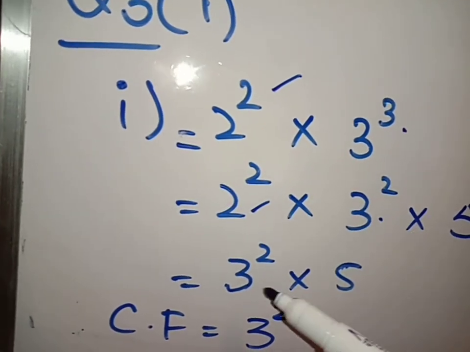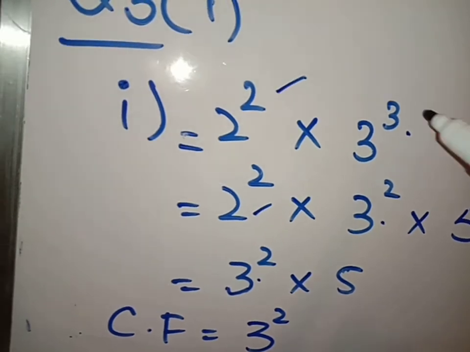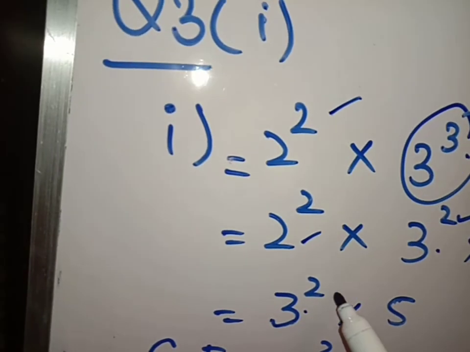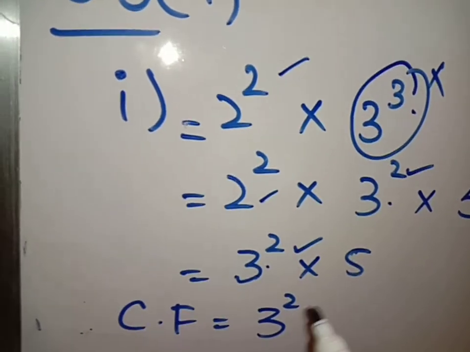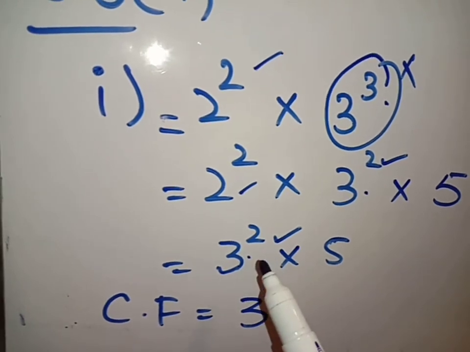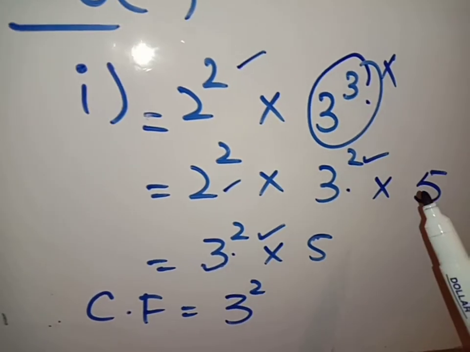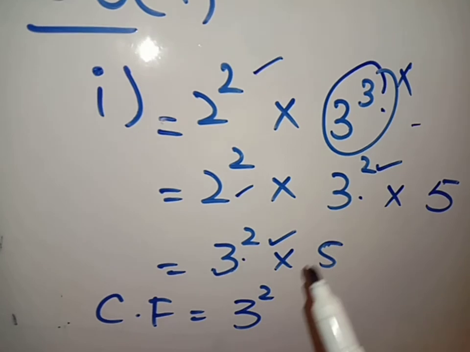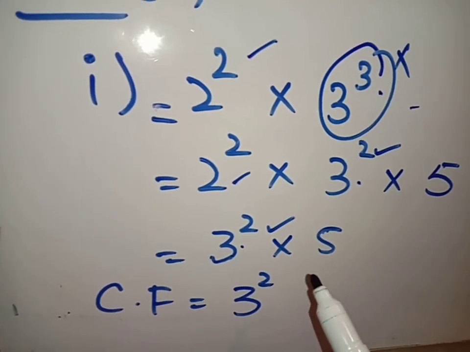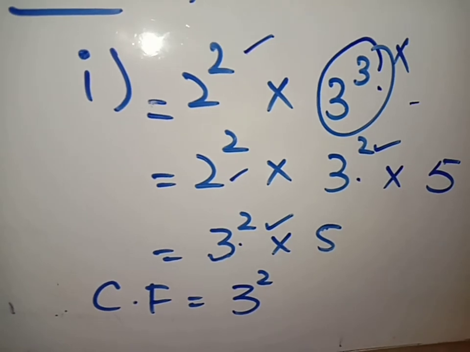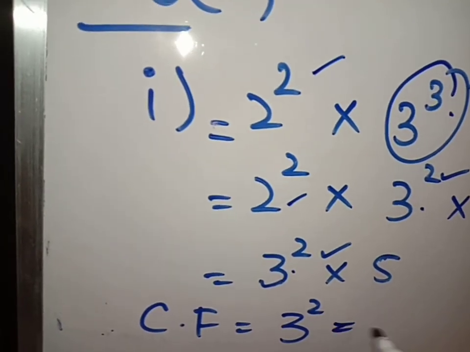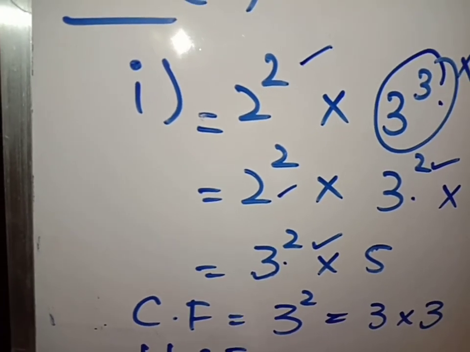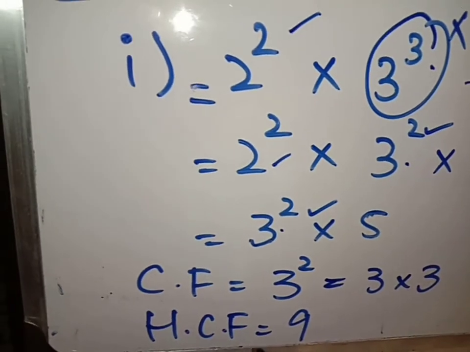3 cube, 3 square and 3 square. Which is the least power? Cube? No. Square? Yes. So we find that the common factor is 3 square. Multiply by 5. We have 5 in just 2 terms. There is no 5 in the first term. So we cannot write 5 as a common factor. The least power can be taken as our common factor. So we can also write it as 3 multiplied by 3. So HCF will be 3 times 3 is 9. So HCF will be 9.